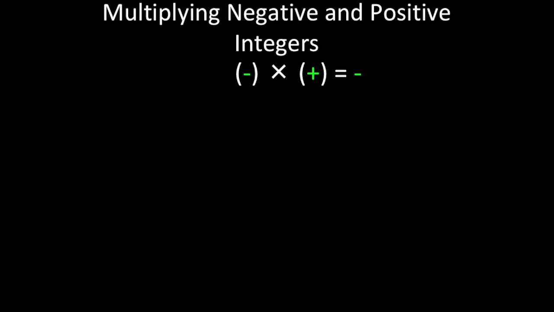Let's look at an example. We multiply negative 8 times 2. So because 8 is negative and 2 is positive, your answer has to be negative. So 8 times 2 is 16. Because one of the numbers is negative, your answer is automatically negative.